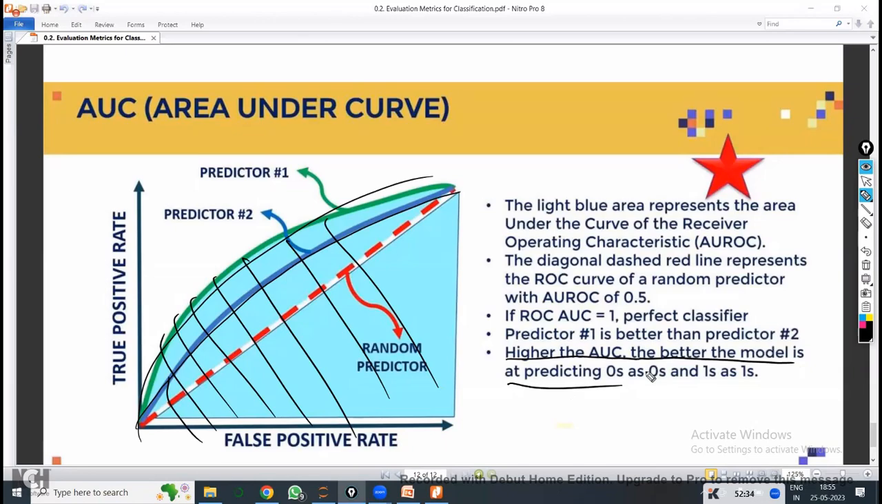If the AUC value is exactly 1, it means a perfect model for various thresholds. If you change the threshold also, it will still work perfectly. Not only for a particular threshold, but for various thresholds, the model should still work.